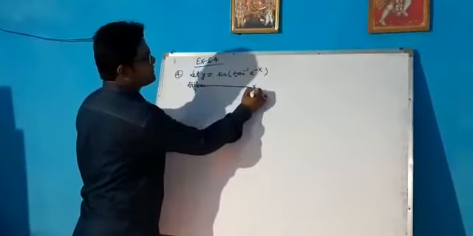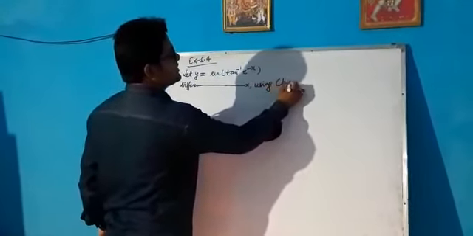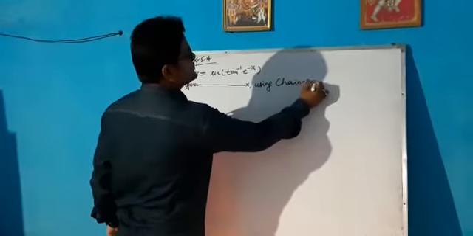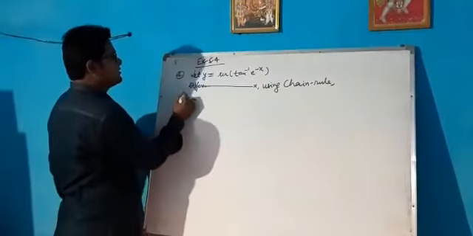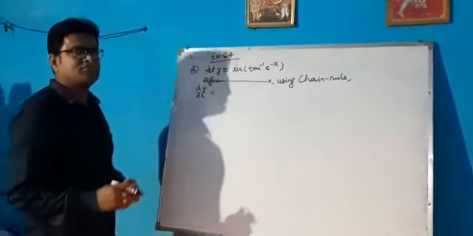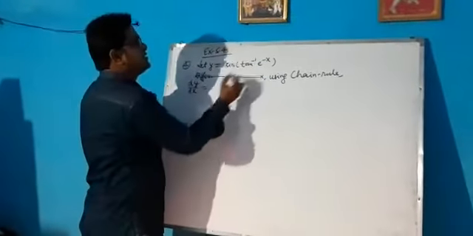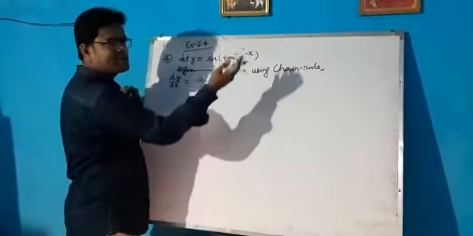Differentiating both sides with respect to x using chain rule. I have written using chain rule because directly chain rule is used here. Derivative of y with respect to x. For your better understanding, I am just suggesting you to follow this pattern.